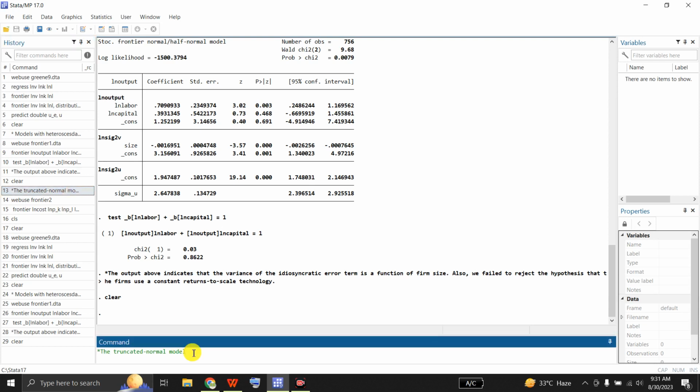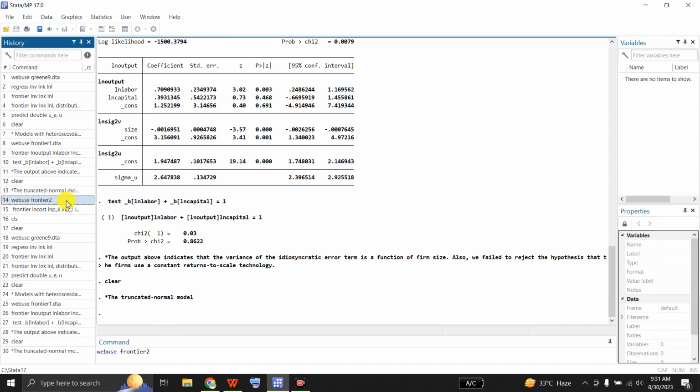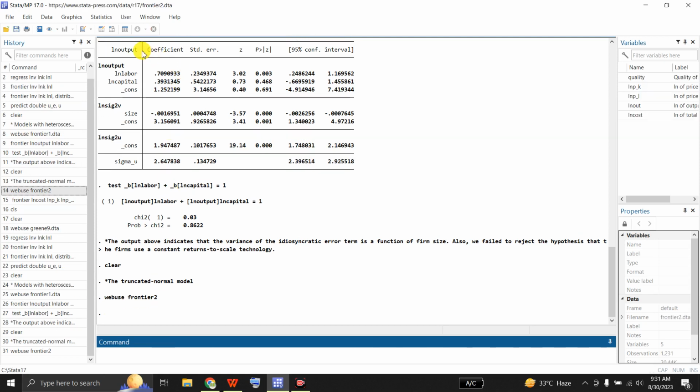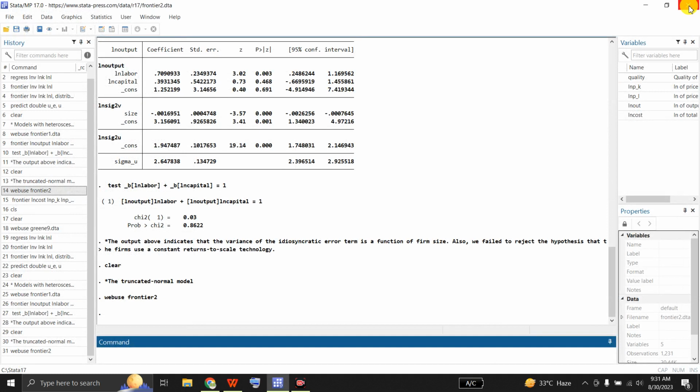So now my topic is the truncated normal model, and I will use another file which is given by Frontier 2, and here is my data. This time let me show you the data. We have quality, some qualitative variable here, and this is the natural log of the price of capital, this is the natural log of price of labor, this is the natural log of output, and this is the natural log of cost. So now I am going to estimate the stochastic frontier cost function for these firms.